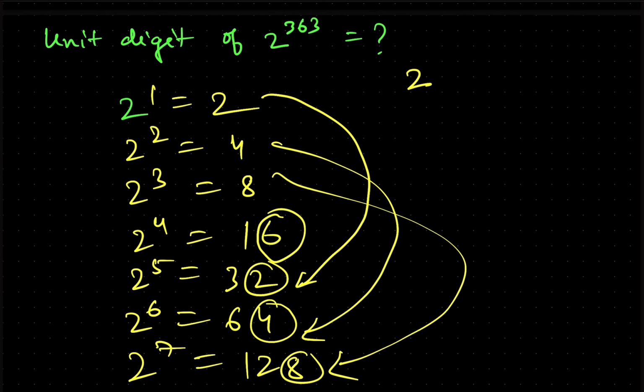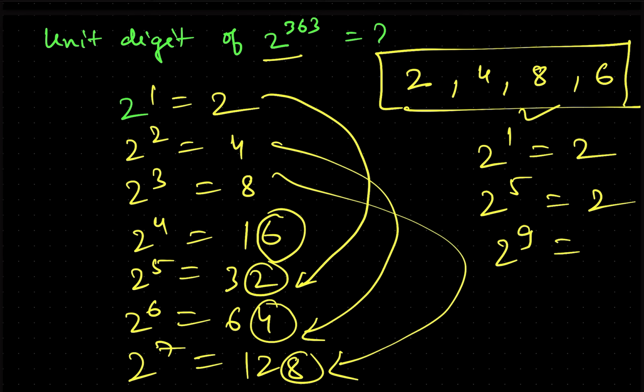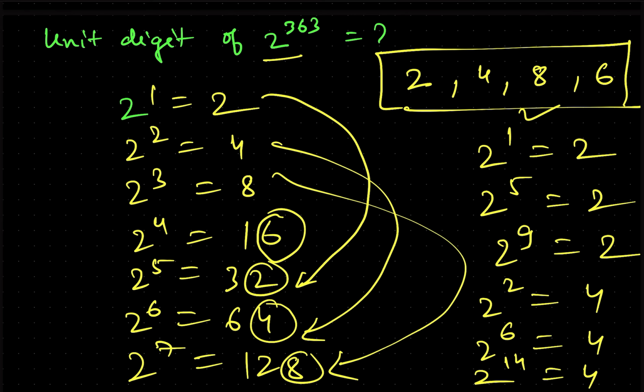So 2, 4, 8 and 6, these are the cyclicity table of 2. If 2 to the power 1 has last digit 2, 2 to the power 5 the last digit will again be 2, 2 to the power 9 again the last digit will be 2. So after every fourth interval we will find 2 repeating at the unit place. Similarly, if 2 to the power 2 is 4, 2 to the power 6 will also be 4, and 2 to the power 14 will also be 4.